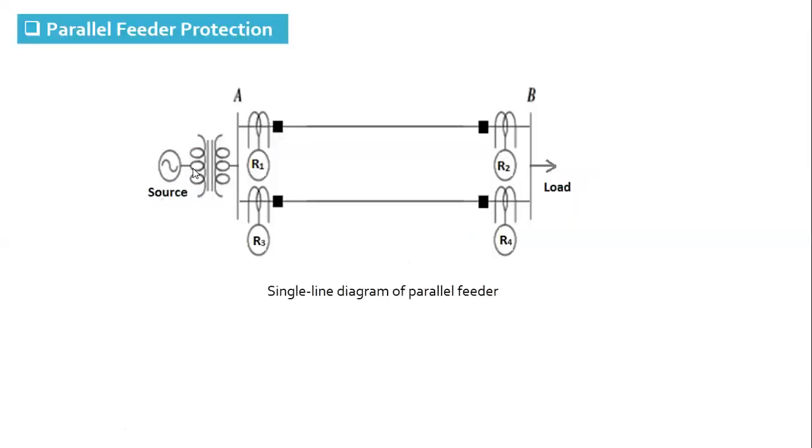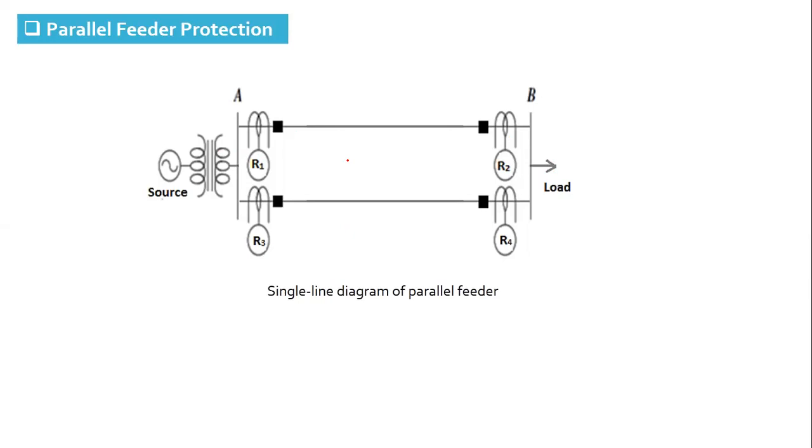So here you can see what a parallel feeder is. A parallel feeder is 2 identical lines. These are 3-phase lines connected in parallel and feeding the common load. Okay, so what is the advantage of a parallel feeder? In case one of the lines is off, the load can still be supplied by the other line, so the continuity of the supply is maintained. This is the advantage of the parallel feeder.